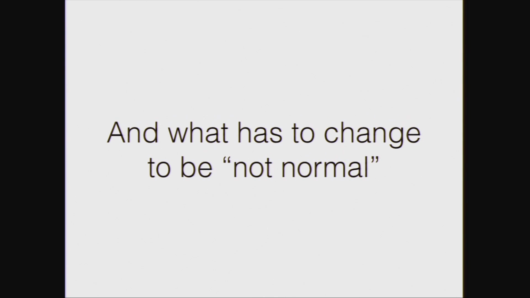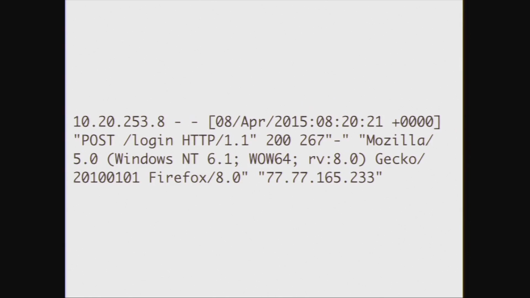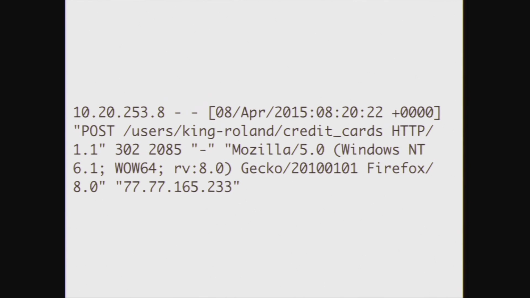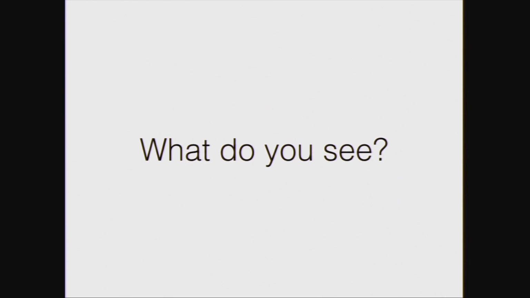So for example, I'll give you a few requests, and let's figure out what they're doing. We'll start here. There'll be 3 requests that follow this. The first is a POST /login. And that's it. First request we ever saw from an IP. Second request, a POST to the credit card's endpoint. The third request. And the fourth request. What do you see? What did we see here?